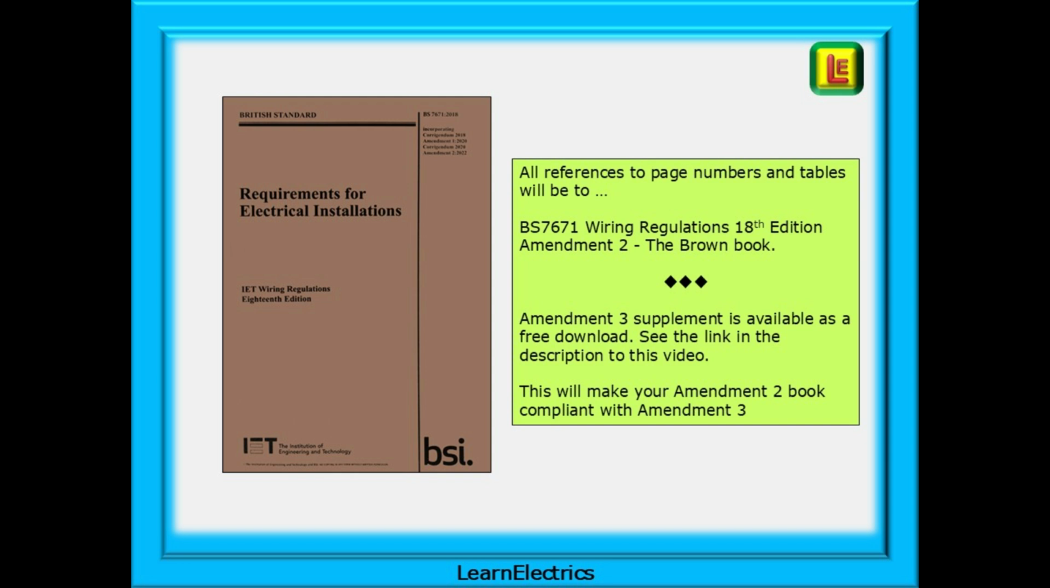All references to page numbers and tables will be to BS7671 Wiring Regulations 18th edition Amendment 2, the Brown Book. The Amendment 3 supplement is available as a free download, and there is a link in the description to this video. Paste this into your browser, download and print the supplement, then attach it to your existing Brown Book, and this will make your Amendment 2 book compliant with Amendment 3.